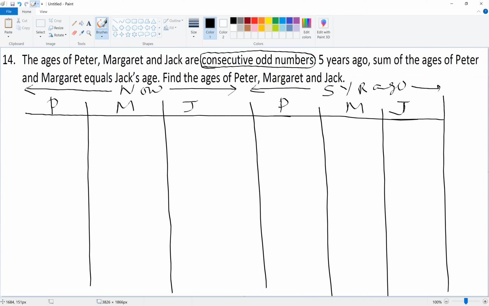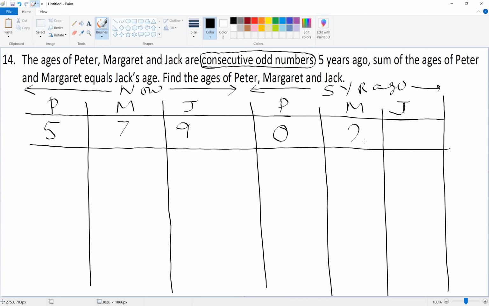So Peter is the youngest, and I have to make sure Peter goes back 5 years. So I'm going to start with 5, 7, and 9. So 5 years ago, this will be 0, 2, and 4. Do you understand? Yeah. And all I have to make sure is 5 years ago, sum of Peter and Margaret equals the Jack age. So these two together must be equal to this age. Do you get it?